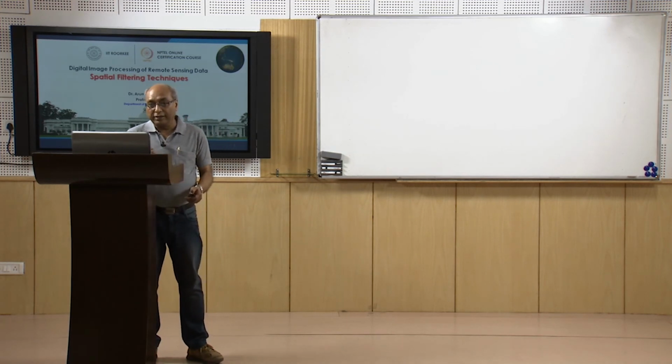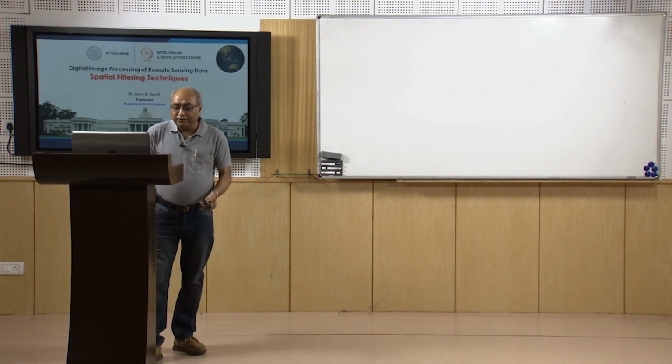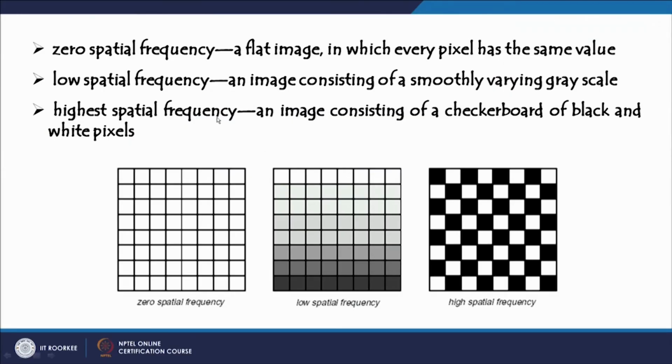It depends on the image, what is the contrast, what is the features, and how they are presented in association. So like the first example here is having zero spatial frequency, no variations among pixels, and a flat image in which every pixel has the same value. It may happen where you are having a completely snow covered area of a flat terrain, or maybe a desert area where it is completely featureless terrain.